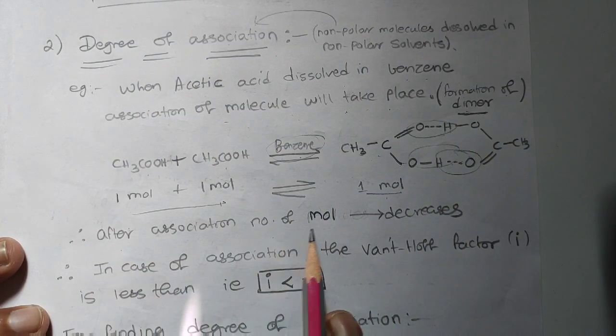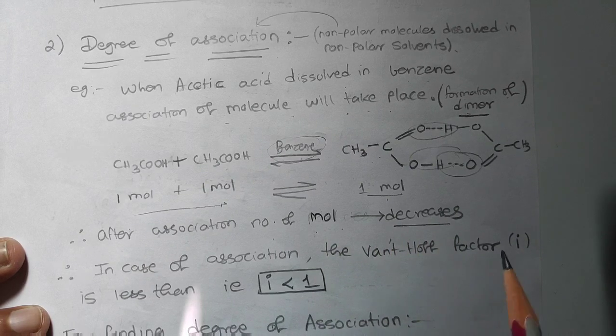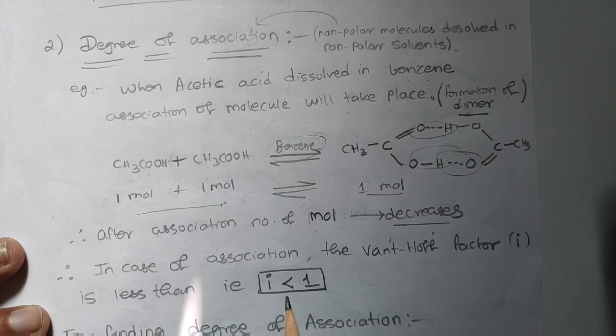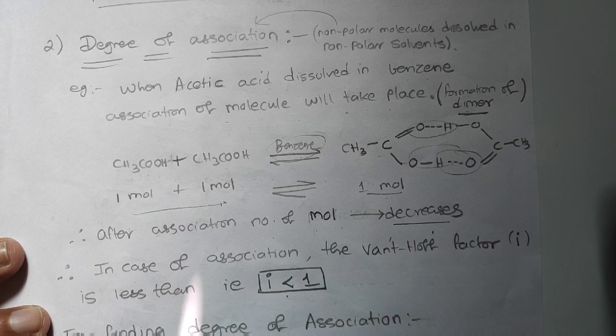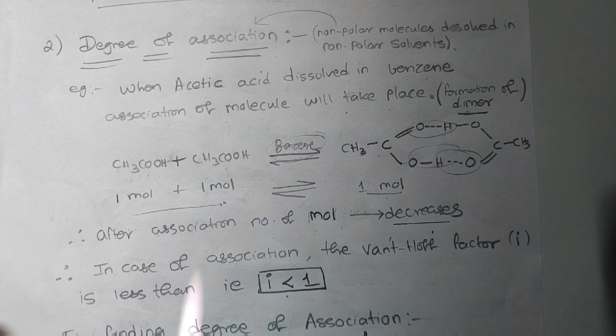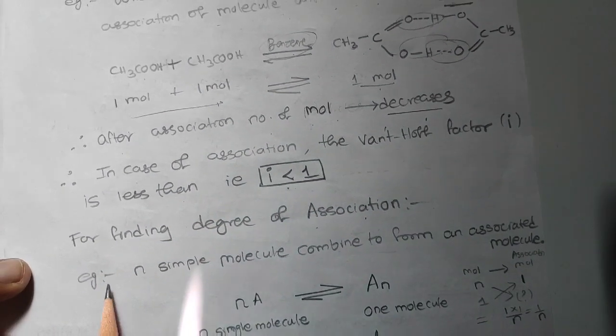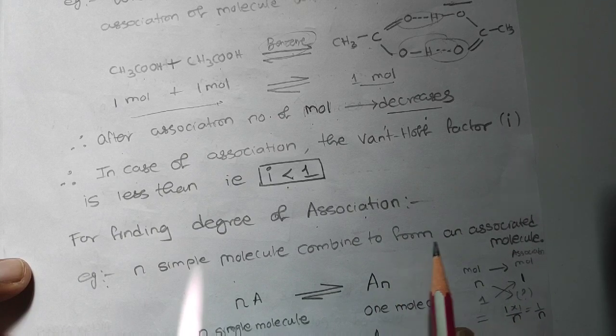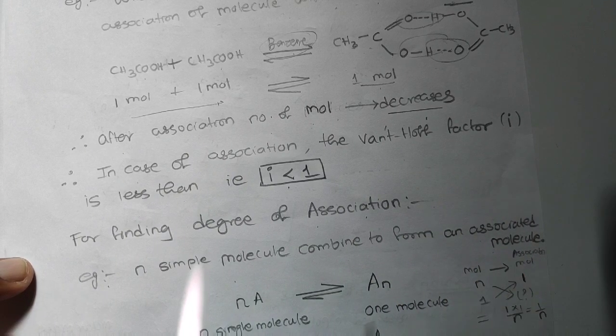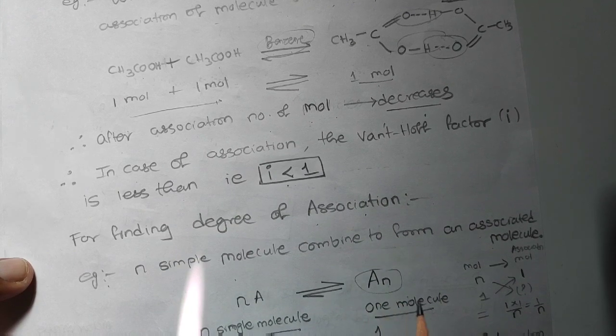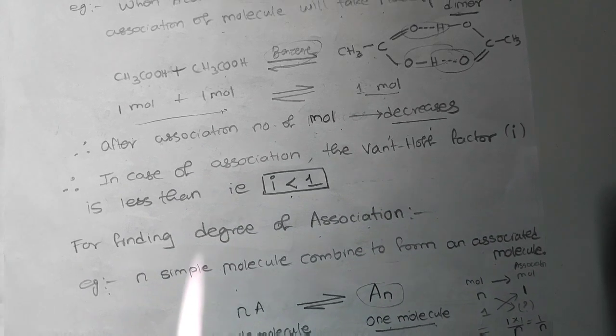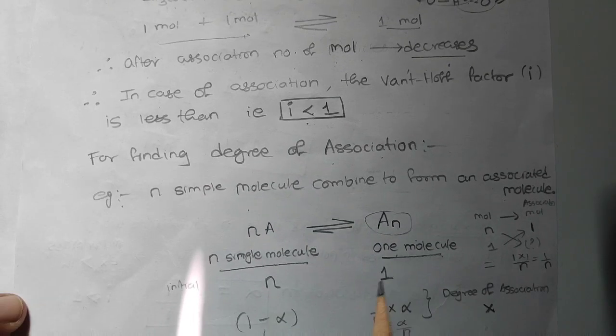Now after association, what happened to the number of moles? It decreases. In dissociation it increased. Here it decreases. Therefore in this case the Van 't Hoff factor i will be less than 1. Now for finding the degree of association, you can see an example: n simple molecules combine to form an associated molecule, right? So here n single molecules combine to form 1 single molecule. Like 2 molecules combined to form 1 molecule.